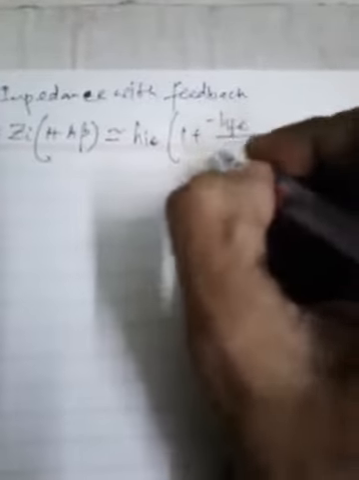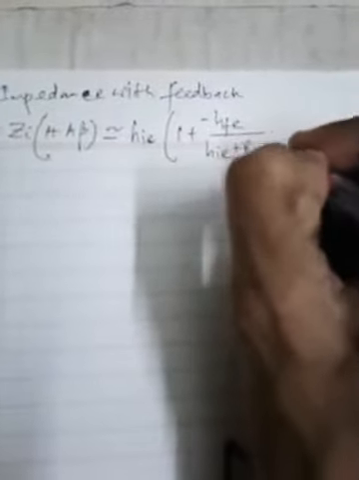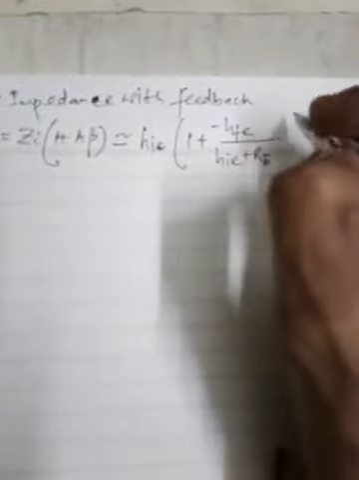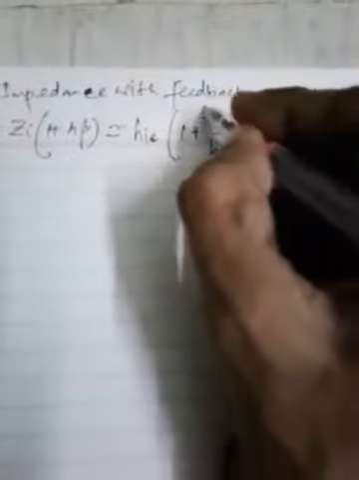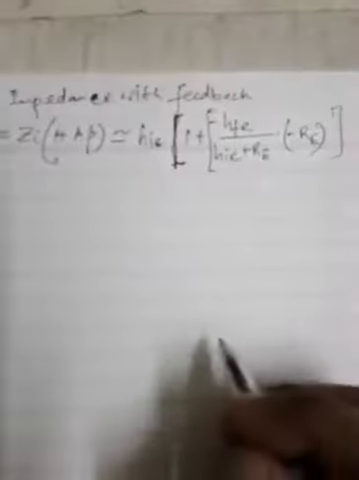A we had found as minus HFE by HIE plus RE, into beta, which was found as minus RE. So this was the value of 1 plus A beta, and outside ZI is HIE. So this is nothing but approximately HIE into 1 plus HFE RE divided by HIE plus RE.